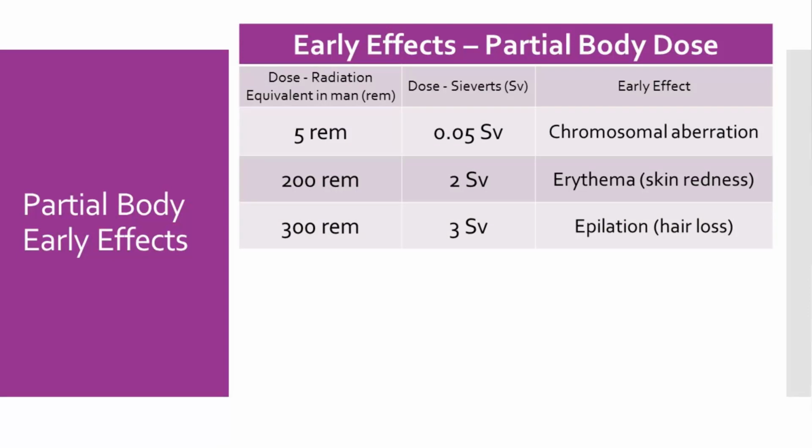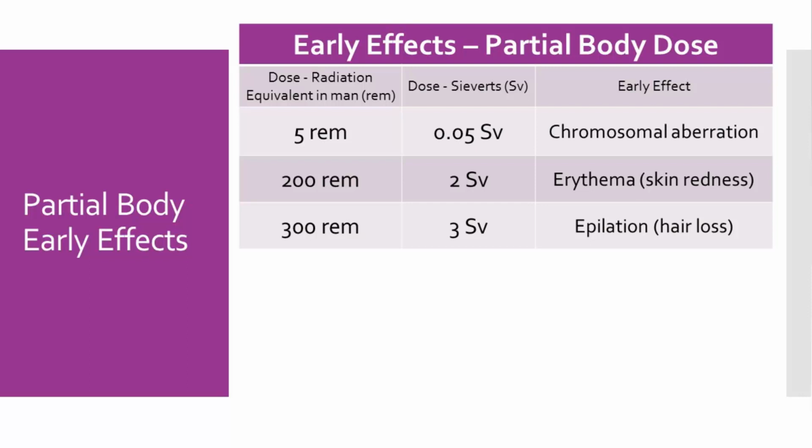At 300 rem or 3 sieverts, and often in conjunction with skin erythema, is temporary epilation or hair loss. Permanent hair loss is experienced around 700 rem or 7 sieverts. All three of these partial body doses are a possible complication for patients having extended fluoroscopy exams or radiation treatments.